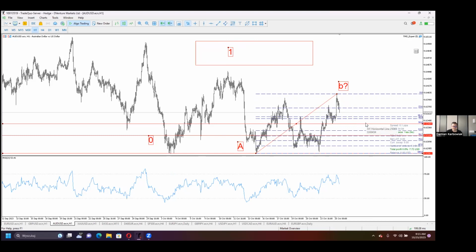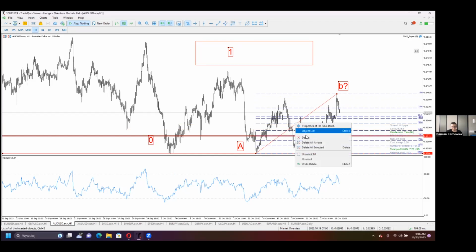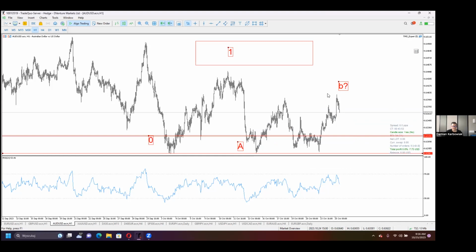So because the minimum 50 of the red one is right here, we have to find some line very close to the previous one. And actually, this is how we can create the geometric cluster in flat correction. Okay, so to sum up, the price can stop everywhere from this first geometric cluster up to the bottom of our A. Okay, this is the first scenario.